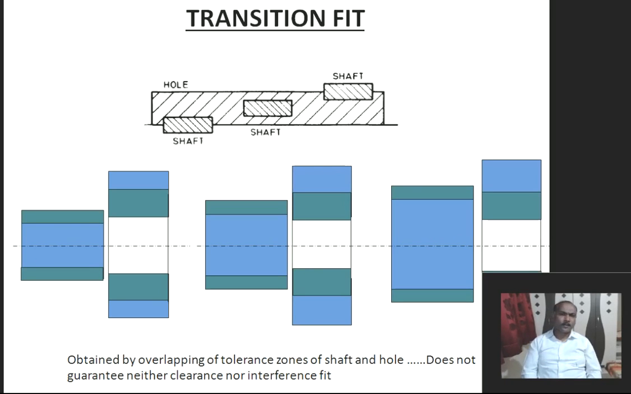Then what is a transition fit? So in transition fit, what happens? The tolerance zones of the hole and shaft will overlap. For example, in this case, if you see, initially there is a clearance fit. But as soon as we push it forward, we get an interference fit. Means sometimes it will be a clearance fit, sometimes an interference fit, depending upon the actual dimensions of the part. So that is called a transition fit.